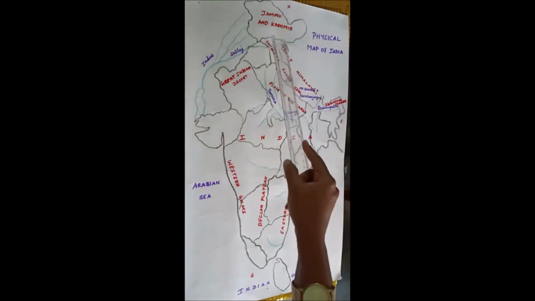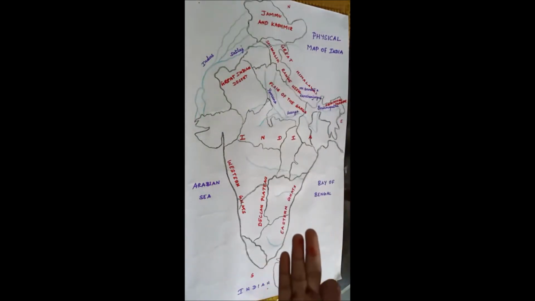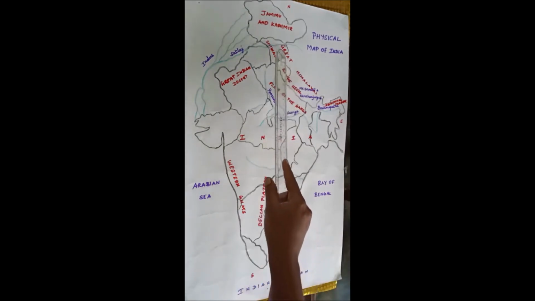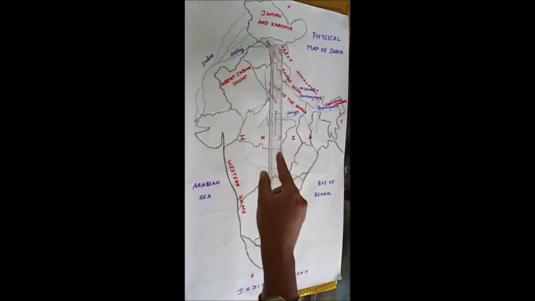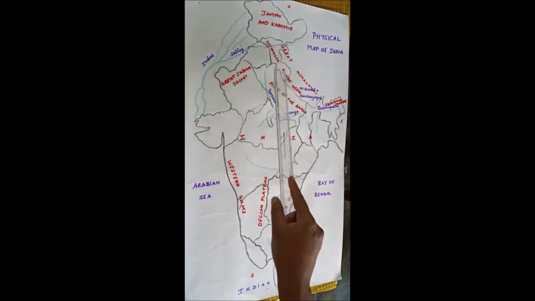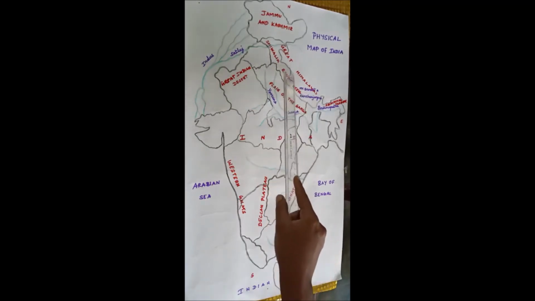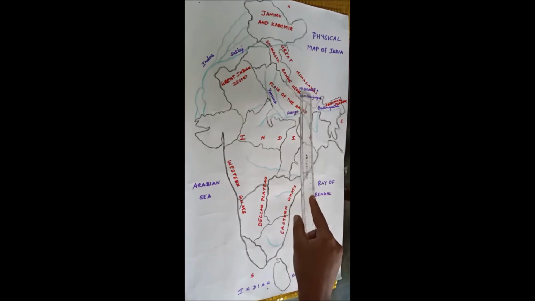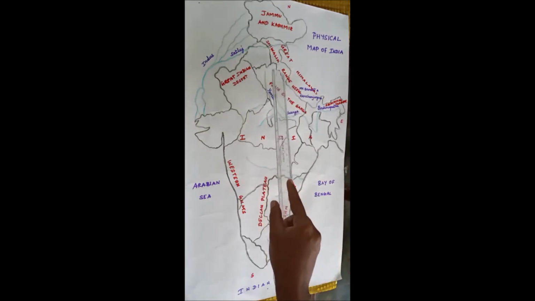Okay, children. This Himalayas is divided into 3 parallel regions. The first one is the Great Himalayas or Himadri. The second one is the Middle or Lesser Himalayas, which is also called Himachal. Here are Mount Everest and Kanchenjunga. The third one is the Shivalik Range, the lower Himalayas.